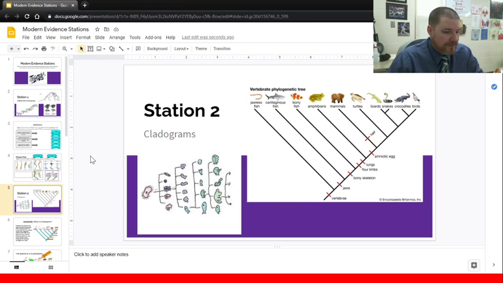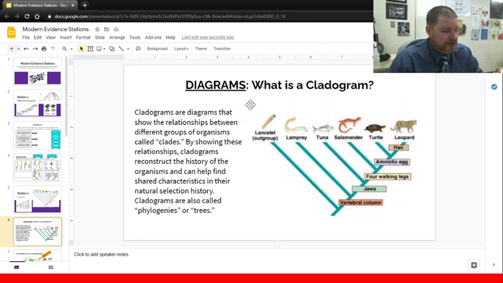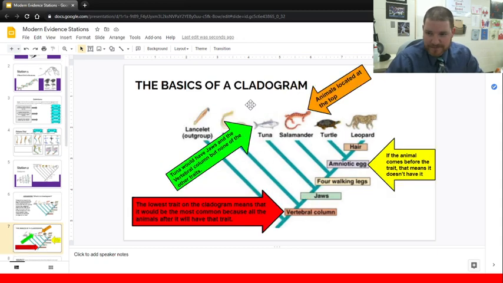You then have station number 2, which is all about cladograms. And cladograms are new, so I got an introduction as to what is a cladogram, so you need to read through it as far as to see what is happening with a cladogram. It's a way that we can reconstruct the history of organisms through what traits they have versus what traits they don't have. Kind of separate them out that way.